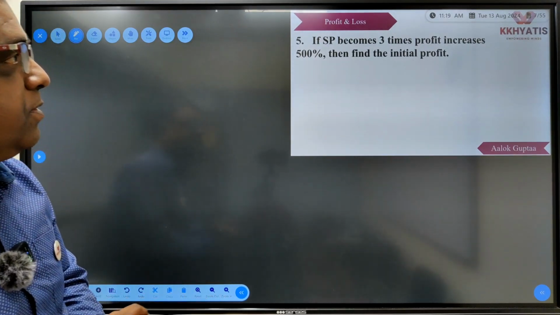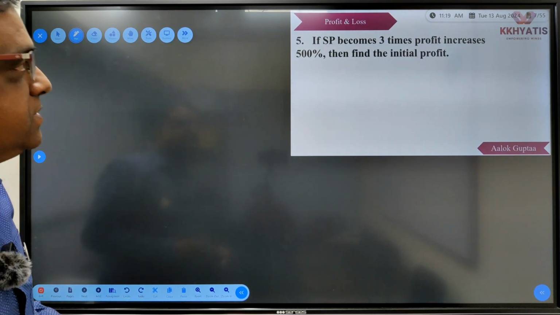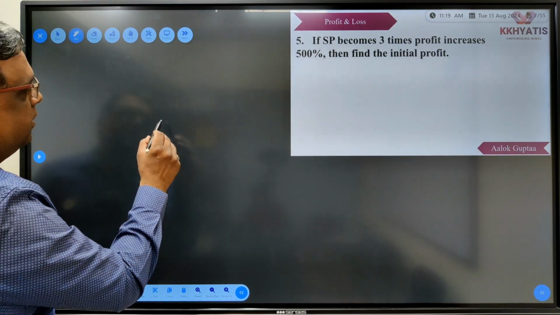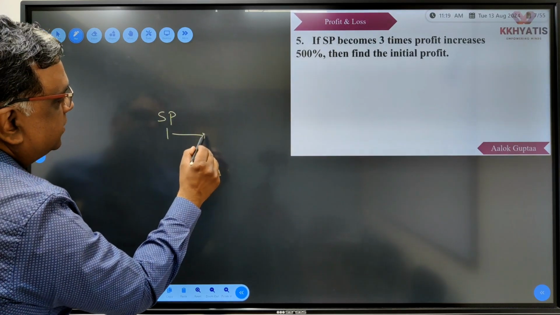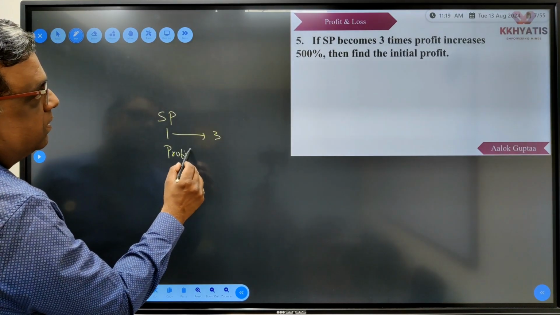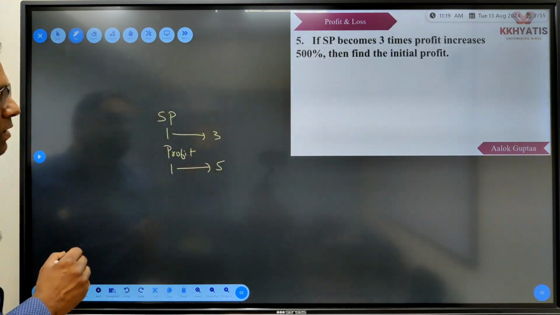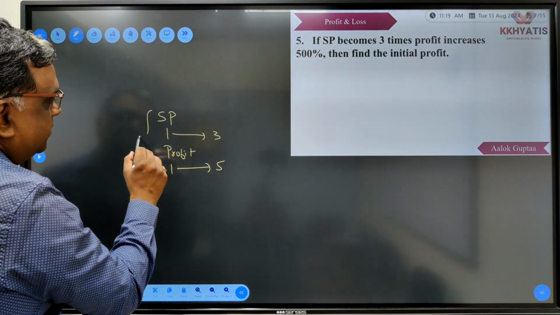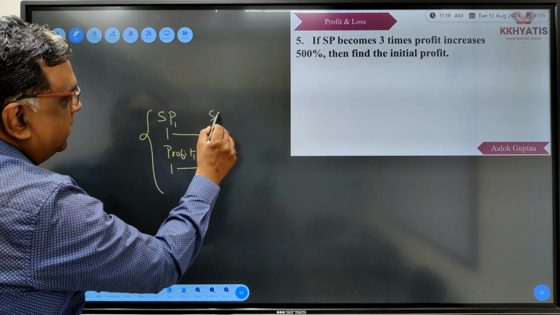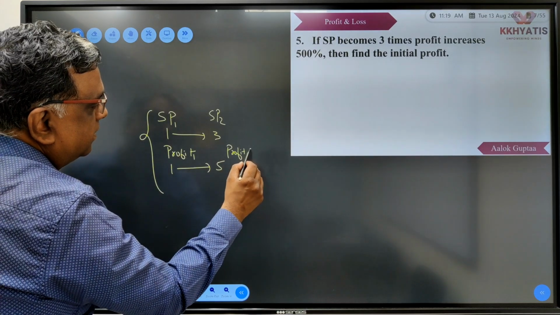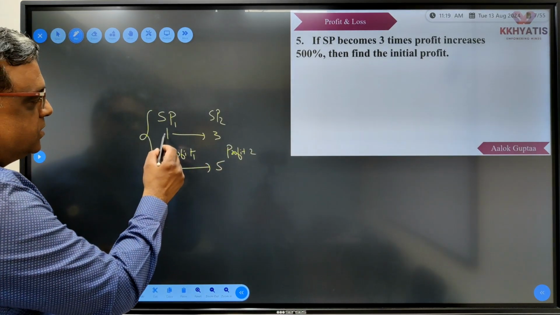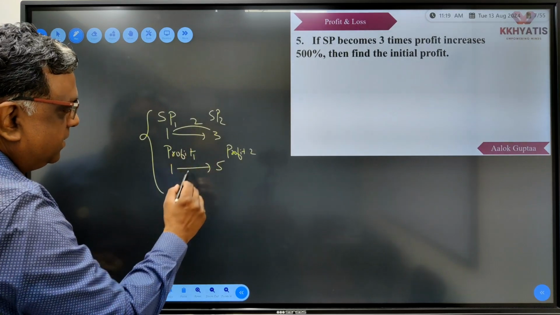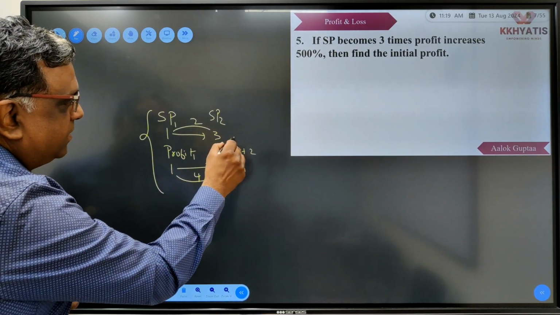If SP becomes 3 times, profit increases 500%. So 500% in terms of fraction is 5. So if my SP became from 1 to 3, my profit became from 1 to 5. Find the initial profit, right? So this is the scenario: SP1 profit 1, SP2 profit 2. Now because I made my selling price from 1 to 3, my profit became from 1 to 5, which means the difference of both again I'm going to make the same. Here it is 2, here it is 4. So make the difference the same. I'll multiply this by 2.